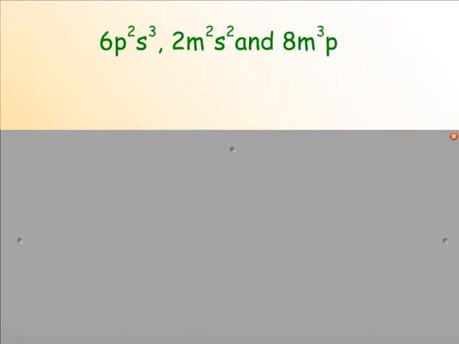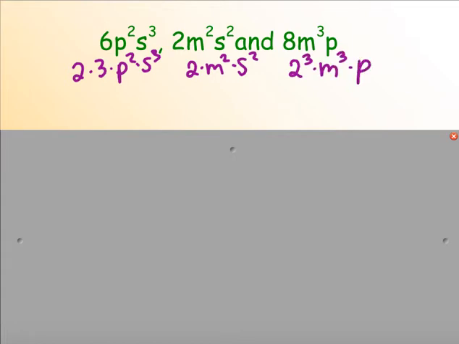All right, so what's the least common multiple between these? Well, I will break it into 2 times 3 times p squared times s cubed. We have 2 times m squared times s squared, and we have 2 cubed times m cubed times p. So I'm going to need to represent a 2 and a 3, a p, an s, and an m. The question is how many?